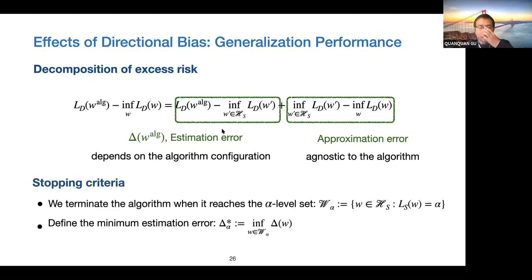And at the beginning of my talk, I said that in our setting, we also consider early stopping. In other words, we are not going to train to optimize the objective function, running SGD and GD forever until they hit the exact global minimum. So we will do early stopping. We will stop at some alpha level set, which is defined as W of alpha, where the training loss equals alpha. Then we stop.